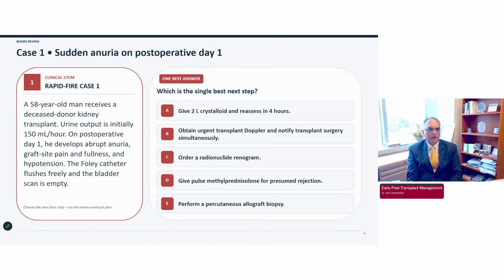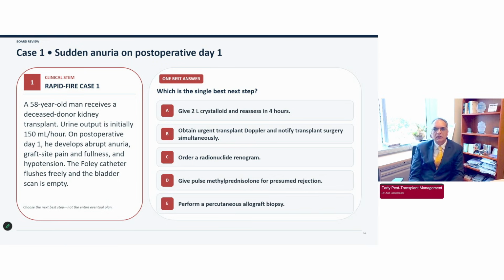So here's the first question. A 58-year-old man receives a deceased donor kidney transplant. Urine output is initially 150 mLs an hour. On post-operative day 1, he develops abrupt anuria, graft site pain and fullness, and hypotension. The Foley catheter flushes freely and the bladder scan is empty. What is the single best next step?